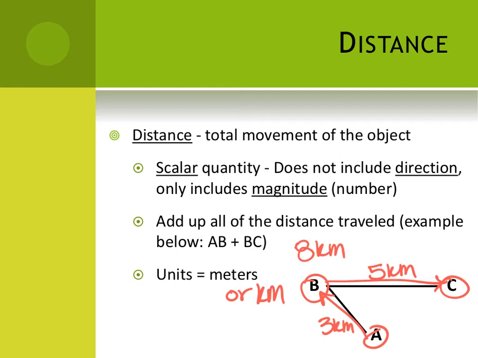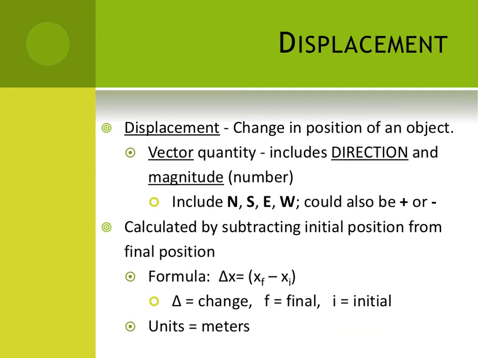Let's see. So next we have displacement. And displacement is a little bit different. Displacement is the change in position of an object. So position is going to be very important. It's a vector quantity. And a vector means that it has magnitude, just like in the last one. It has the number, but it's also going to include a direction. Okay? So it's going to have a direction and a magnitude. It's a vector quantity.